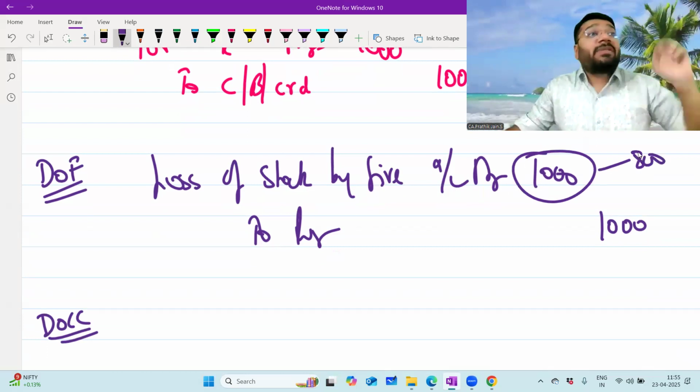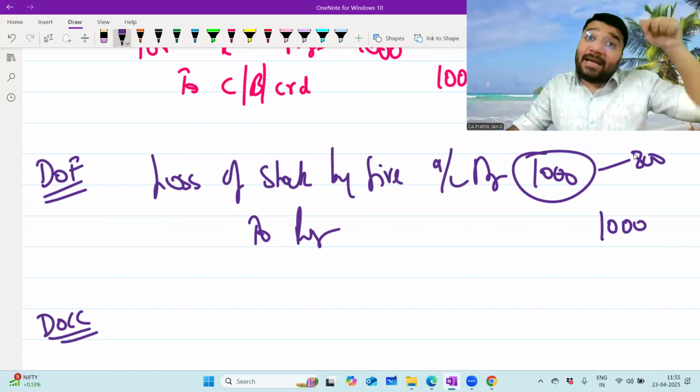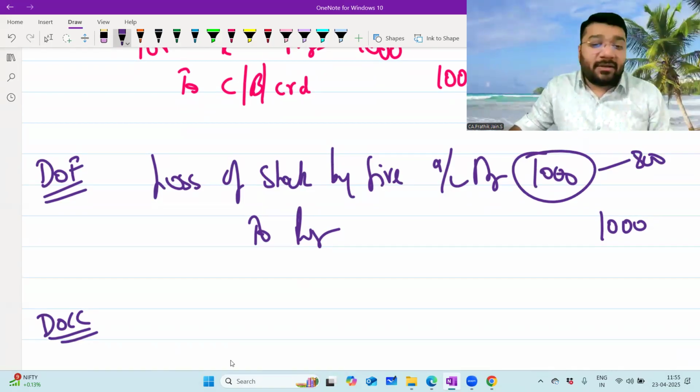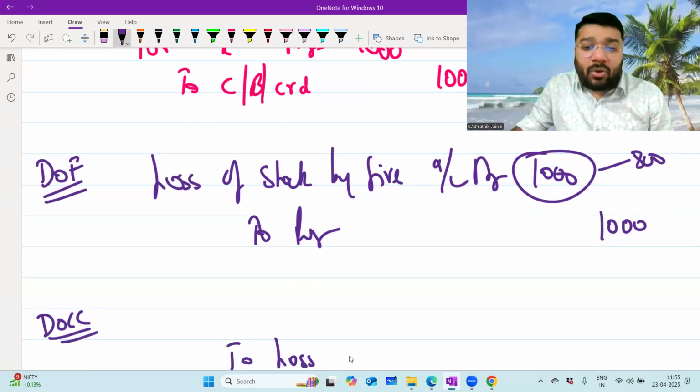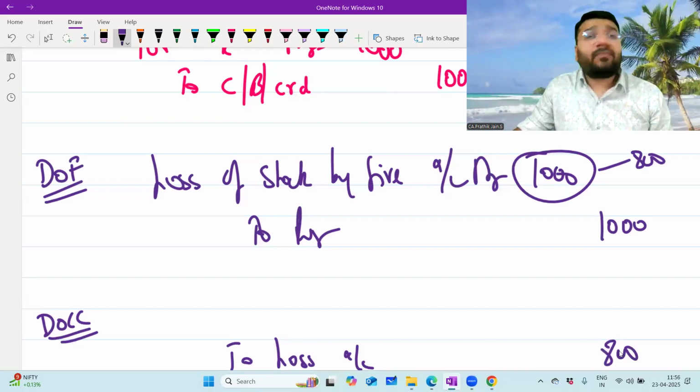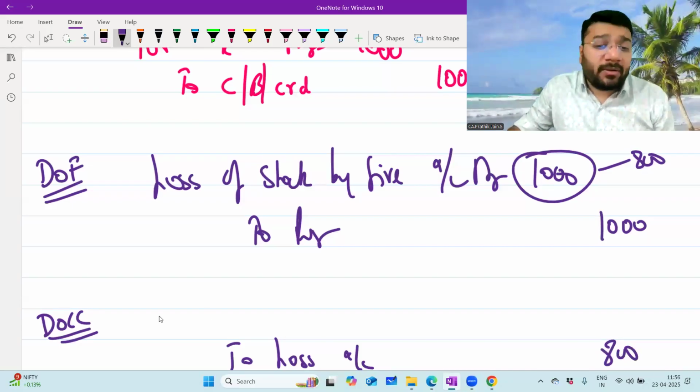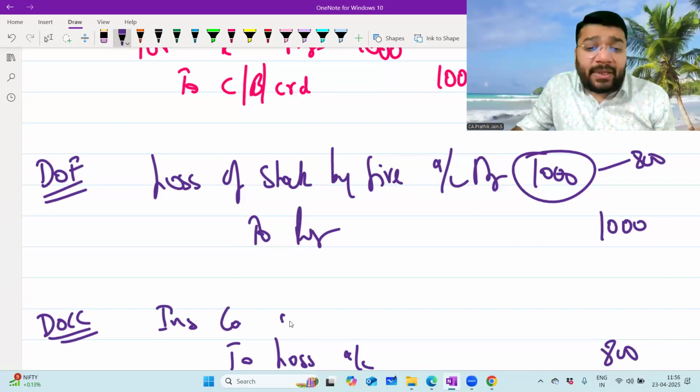To reverse the loss, what am I supposed to do? Credit. To create loss, you debit it. To reverse loss, credit. So to loss account, how much? 800. In place of that, what should I debit? Insurance company account debit 800.